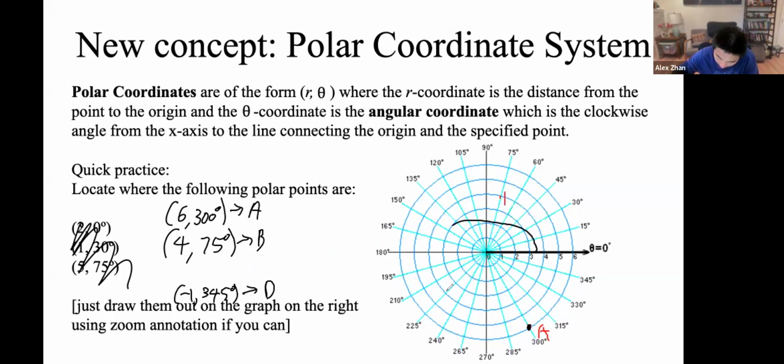Okay, Yoren, I think you understand it. I'll leave the others to also do these, just to make sure everyone understands. Yoren, you did pretty well with these. So this is 300 degrees. Then you go 6 units along here. So yeah, right here, point A. So we're done with point A. Point B, 75 degrees, and then 4 units like that. Yes.